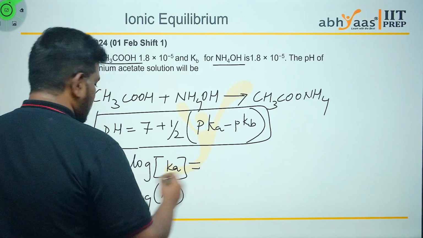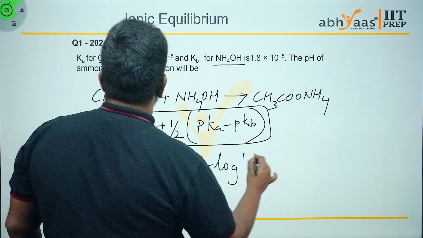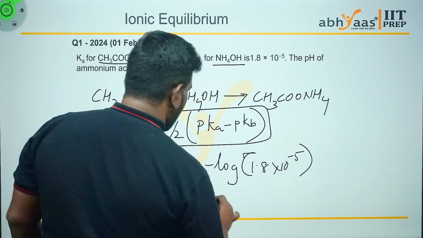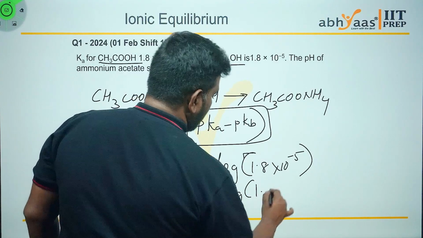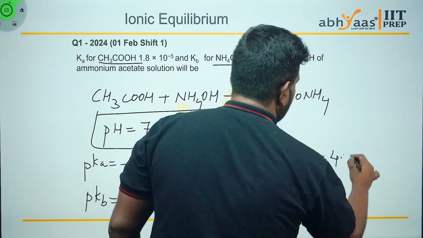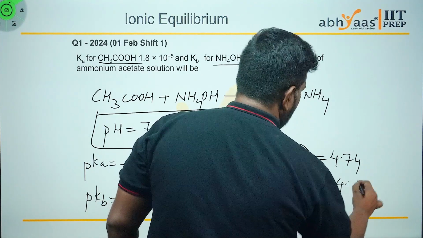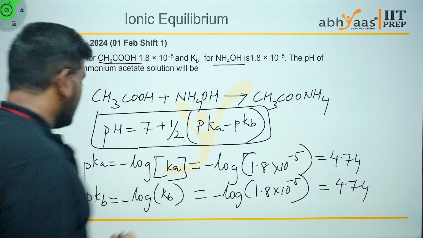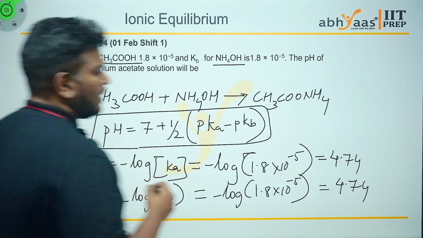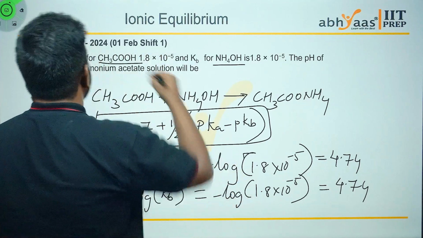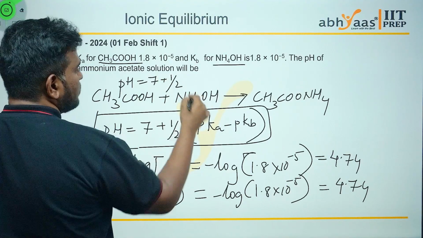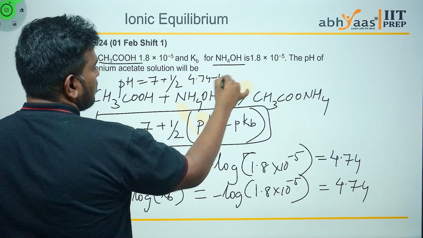So we can write minus log of 1.8 into 10 raised to minus 5. And here also we have minus log of 1.8 into 10 raised to minus 5. So here the value will be 4.74. As we have the same value for pKa and pKb, we can write it as 4.74. So we can substitute this value in the equation. We get pH is equal to 7 plus half into (4.74 minus 4.74).